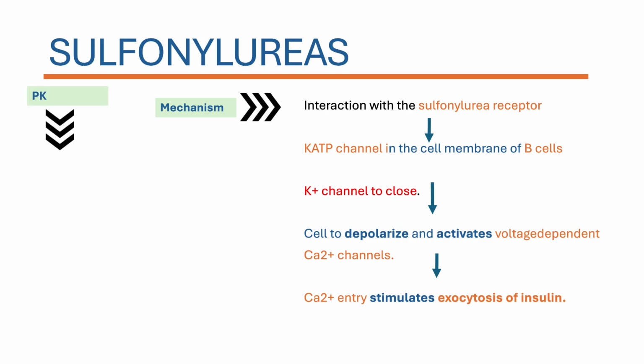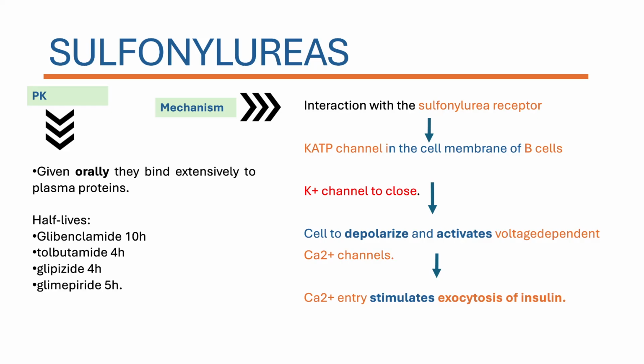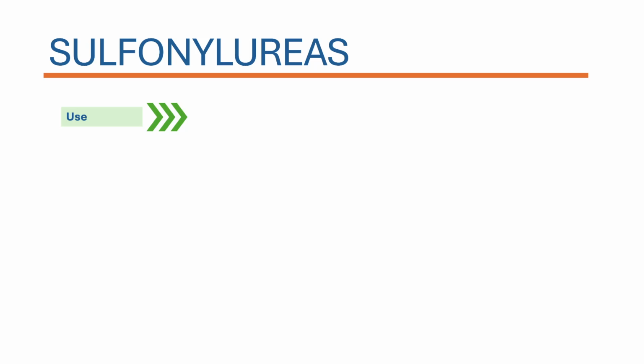Coming to the pharmacokinetic parameters of the sulfonylureas, they are usually given by the oral route. They bind extensively to plasma proteins. When we talk about the half-life, glibenclamide has the longest half-life of 10 hours, followed by glimepiride at 5 hours, and tolbutamide and glipizide at 4 hours each. Their action will be prolonged when the patient has any renal derangement or renal disease, because they are excreted through the renal route.